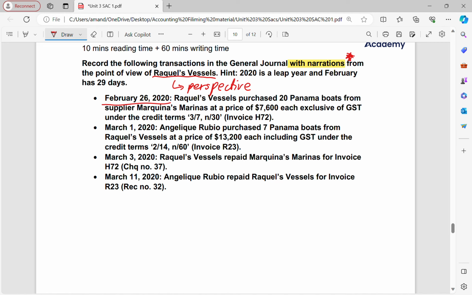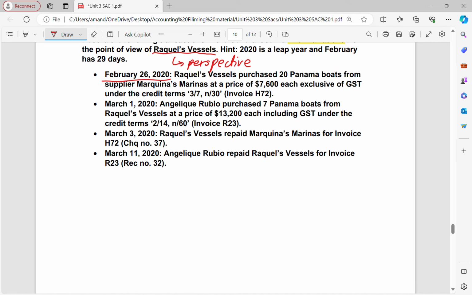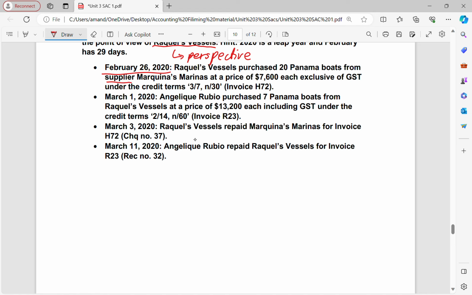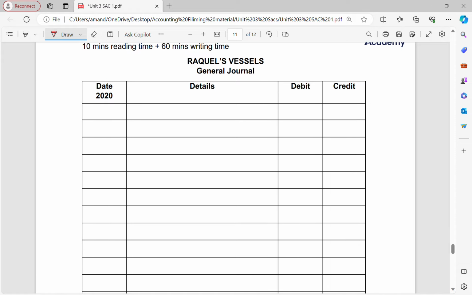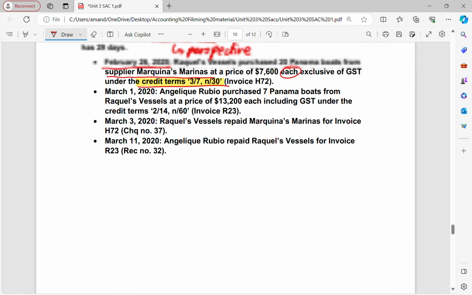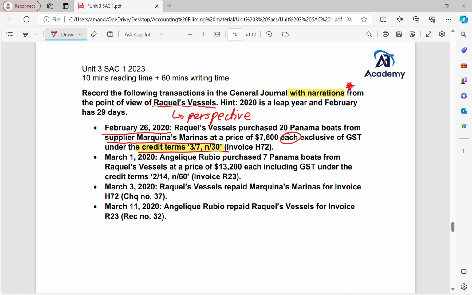Looks good. February 26, 2020, Raquel's Vessels purchased 20 Panama boats from supplier Martinez. That's our supplier. The price is 7,600 each under the credit terms. Okay, credit terms. Interesting. So, she's purchased on the 26th of the 2nd.